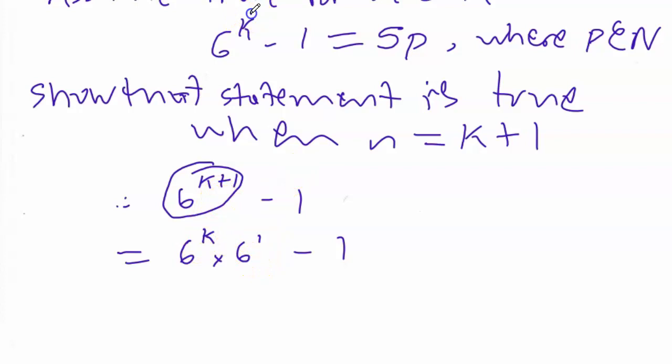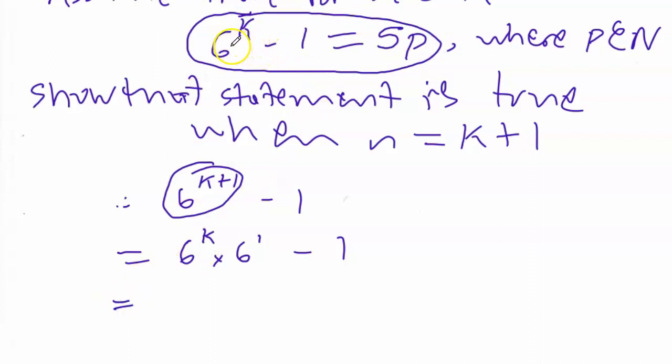Now, from step 2, we can do some transposing here. If you look at step 2, 6 to the power of k, if you add 1 to both sides, is actually equal to 5p plus 1. So we are going to replace 6 to the power of k with 5p plus 1. And now remember we have 6 to the power of 1 outside here, and then minus 1.